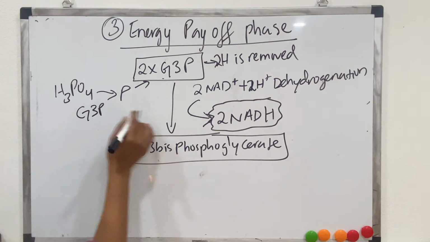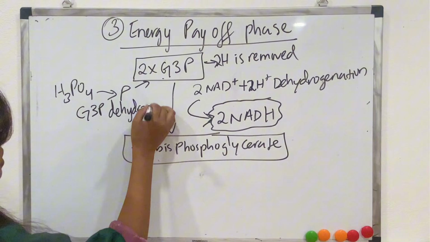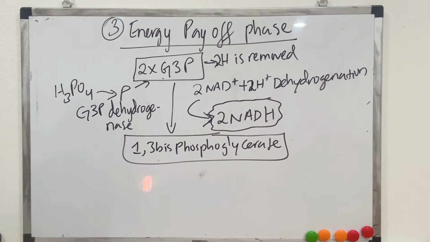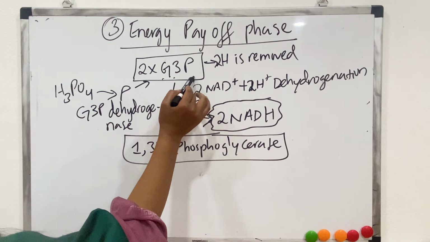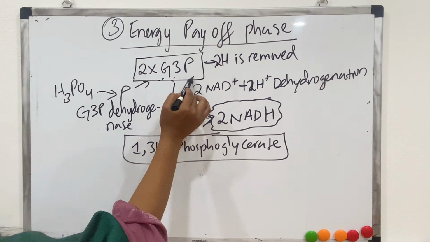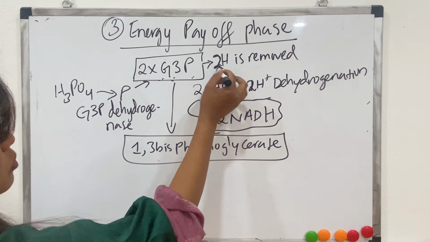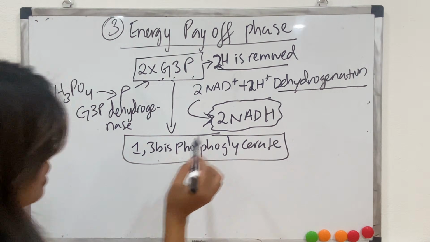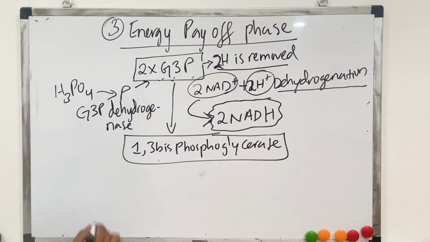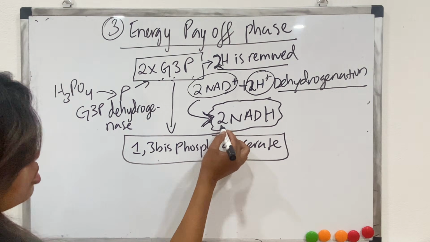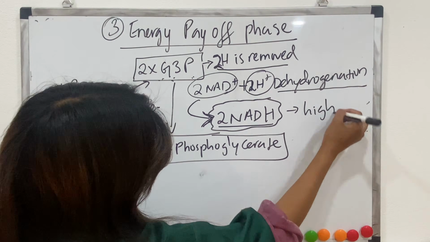So the enzyme that catalyzes the reaction is G3P dehydrogenase. Dedicate the second name of the enzyme to the process going on here, which is dehydrogenation, so keep it as dehydrogenase, and dedicate the first name to the substrate, which is G3P. That's the technique to remember the enzyme name. So remember what's going on here. There is hydrogen being removed from G3P, which means there is dehydrogenation going on, and the hydrogen which gets removed gets accepted by 2 molecules of NAD+, which results in the generation of 2 NADH, which is a high energy carrier molecule.